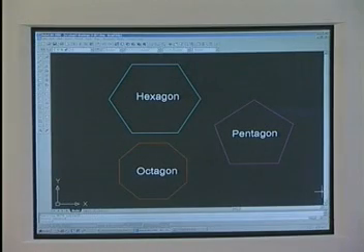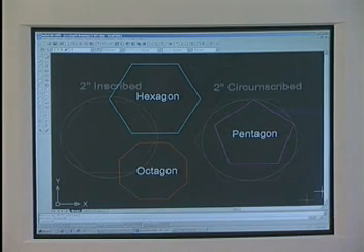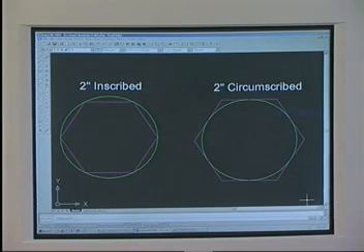Let's take a look at a common hexagon and how it's developed. Polygons are based on being either inside or outside the circumference of a circle. Inscribed polygons are inside a circle. Circumscribed are on the outside of a circle.